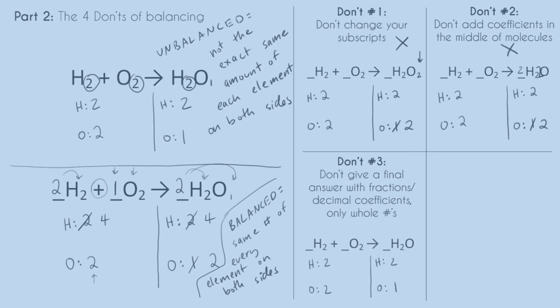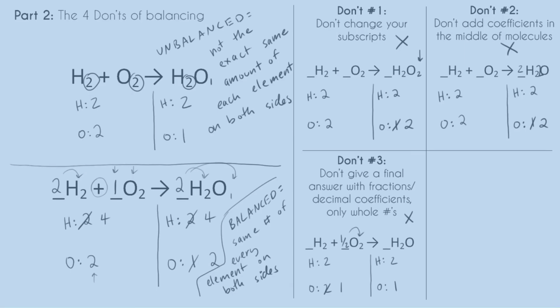Don't give a final answer with fractions or decimal coefficients, only whole numbers. So again, some students say, oh, okay, I'm going to make the number of oxygens on the left-hand side less. I'm going to do this. And then multiplying 1/2 times 2, that's now 1, and now I'm balanced. Can't do that either. We really can't represent half of a molecule. These molecules are set, there are a certain amount of bonds, there are a certain number of atoms they have to be stable and to exist. So we can't just say, I have half an O2 molecule. That doesn't exist in real life, and so it's not going to exist in balancing. We can only give final answers with whole numbers.